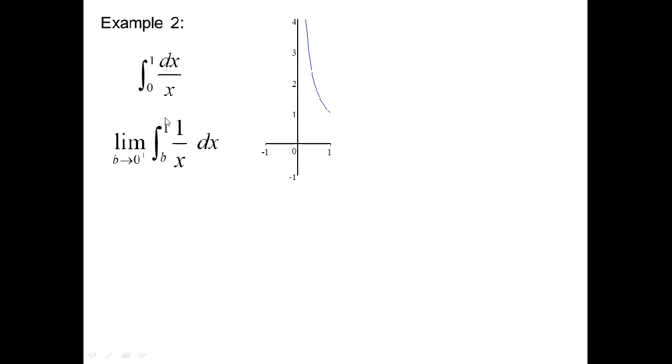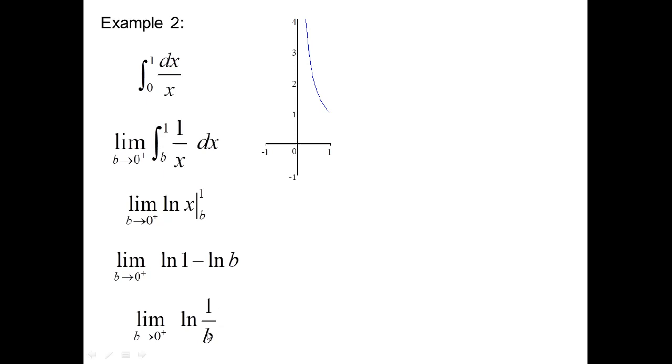Now, this is not all that fancy. All we've got to do is take the antiderivative of that, which we know to be natural log of x. And we put in our b and our 1. So we get the natural log of 1 minus the natural log of b, and we do the limit as b is approaching 0. And what do we know? The natural log of 1 is going to be 0. And the natural log of 0 is undefined.